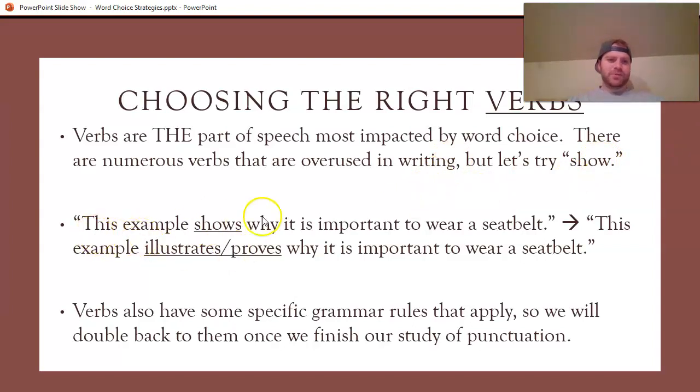Here's an example. This example shows why it's important to wear a seatbelt. We could use a better verb there. This example illustrates why it's important to wear a seatbelt. This example proves why it's important to wear a seatbelt. Prove is a great verb there. Show has all kinds of different meanings and connotations. So by using a more pointed verb there, I can get a lot closer to what I actually mean in that sentence. Once again, verbs also have some really specific grammar rules that apply there. We will double back to them later on this semester to talk about how they work grammatically too.